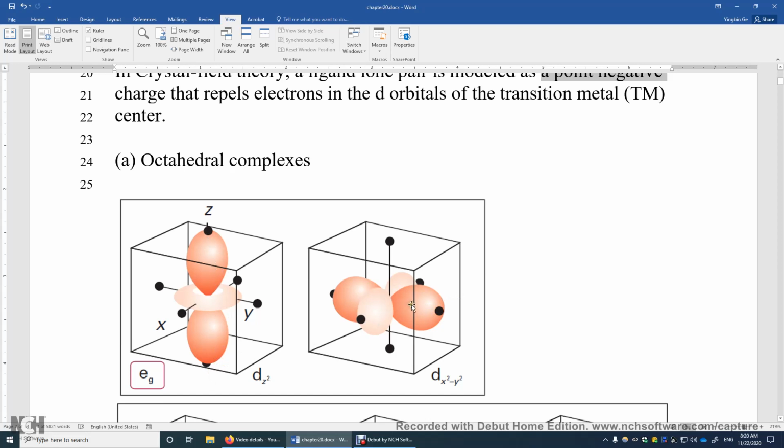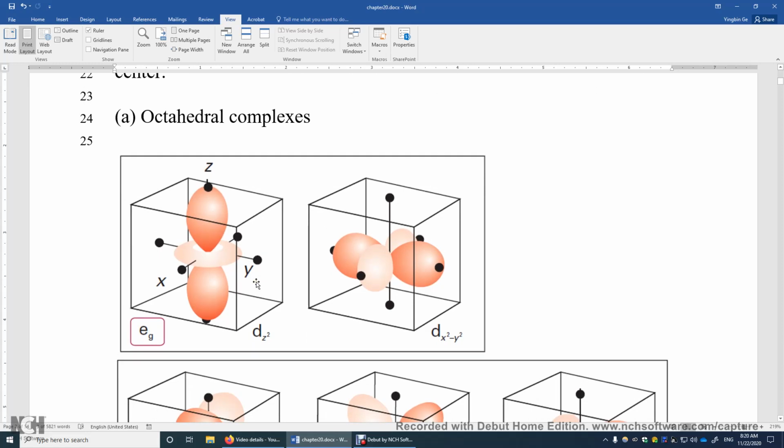What if you put two electrons in the dx squared minus y squared orbital? Imagine you have two electrons distributed in these four lobes. These two electrons will feel strong repulsion from these four negative point charges. So therefore, there is strong repulsion, and we'll see these two d orbitals have higher energy than the other three. In molecular orbital theory, and also in group theory, you'll see these two will be degenerate. That means there are two orbitals, both with higher energy than the other three, but they have the same energy. So these two are degenerate.